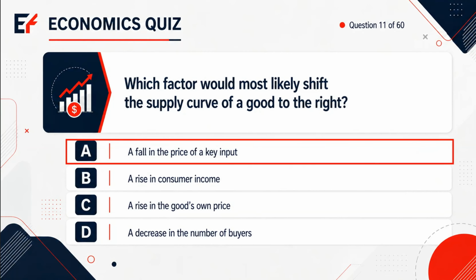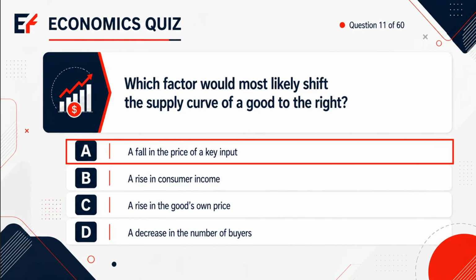Let's focus on what actually changes supply. A fall in the price of a key input lowers production costs, so producers can supply more at every possible price. That shifts the supply curve to the right. Option A is correct because it directly improves the profitability of production.